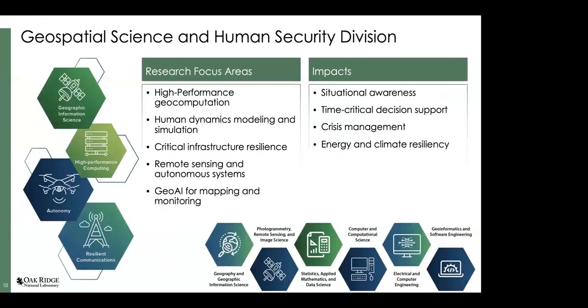Okay. So the organization that I belong to, Geospatial Science and Human Security, we have these research focus areas: high performance geocomputation, human dynamics modeling and simulation, critical infrastructure resilience, remote sensing and autonomous systems, and then geo AI for mapping and monitoring. So I'll touch a little bit on these things. But the areas that we are really trying to make a difference is situational awareness, time to decisions, how fast can you do something to support decisions, crisis management, and then energy and climate resiliency.